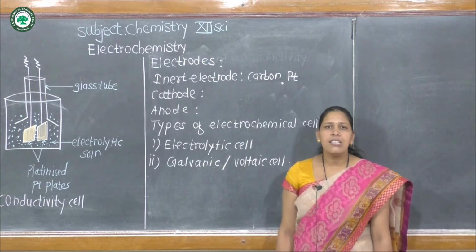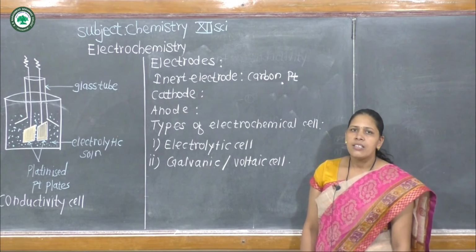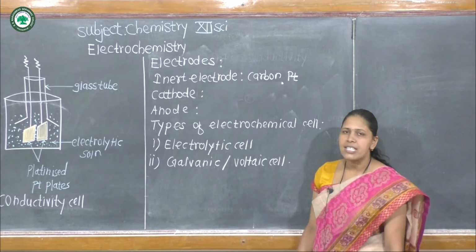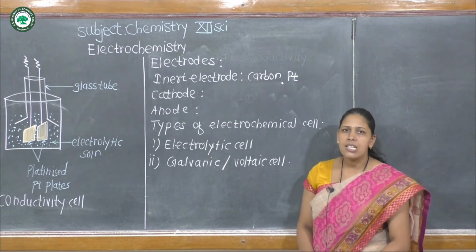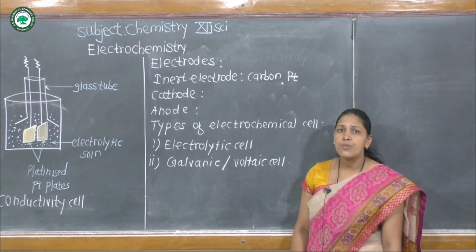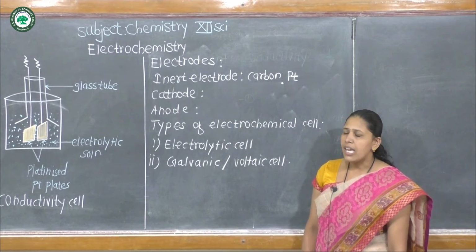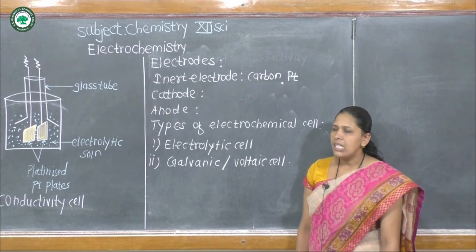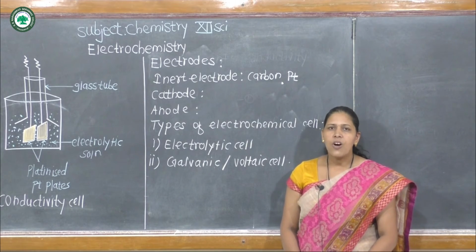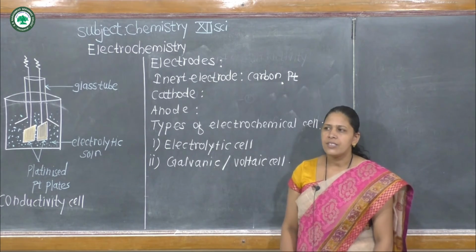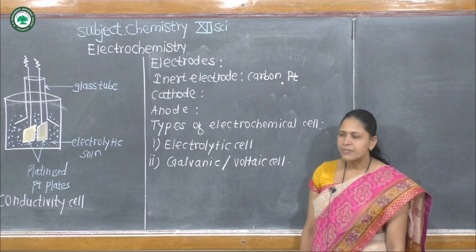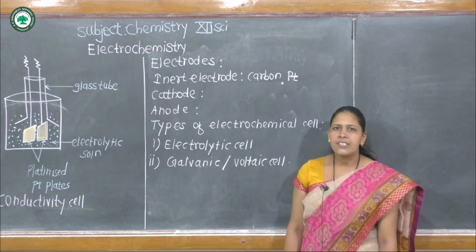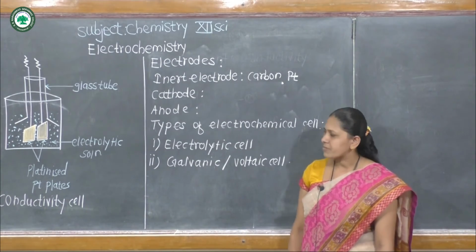What is galvanic cell? In galvanic cell, chemical energy is converted into electrical energy. Second point, a spontaneous chemical reaction occurs which produces electricity. In galvanic cell, anode is negative and cathode is positive. Oxidation occurs at the negative electrode and reduction occurs at the positive electrode.